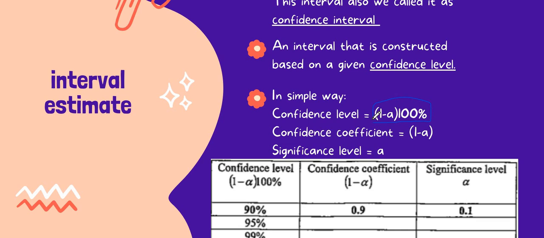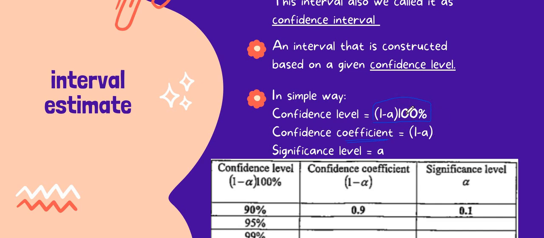Because sometimes the question doesn't state that this is the confidence level, it just gives you a figure, like 99%, so that you know that is the confidence level. Okay, after that we have the confidence coefficient. So what is the confidence coefficient? It is just the same value without the percent.